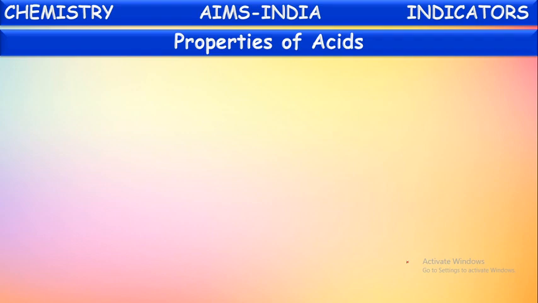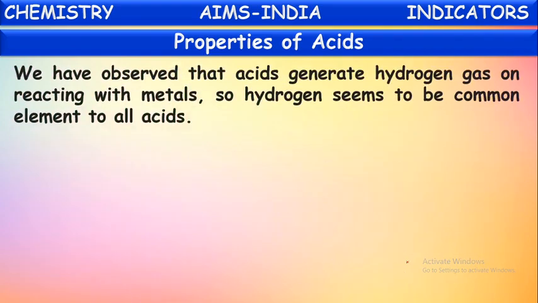Now let us see the properties of acids. We have observed that acids generate hydrogen gas on reaction with metals. So hydrogen seems to be a common element in all acids. Yes, mostly all the acids on reaction with metals form metallic salts and liberate hydrogen gas. So from this we can say all the acids have hydrogen in common. That's why when acids react with metals they liberate hydrogen gas.